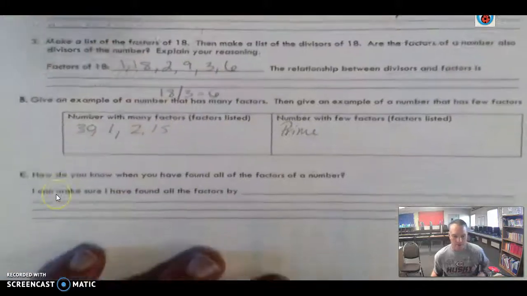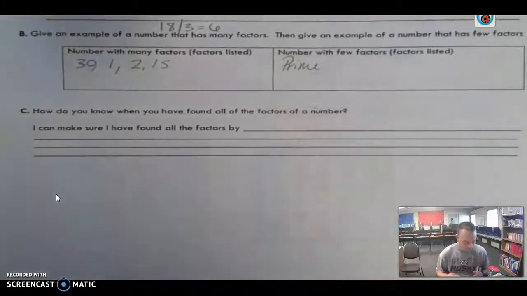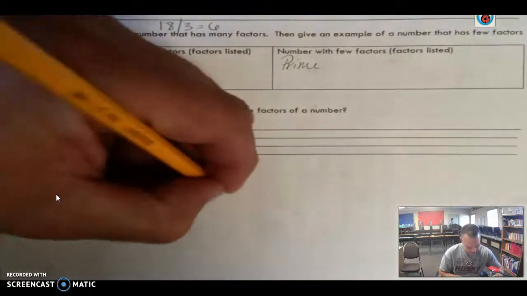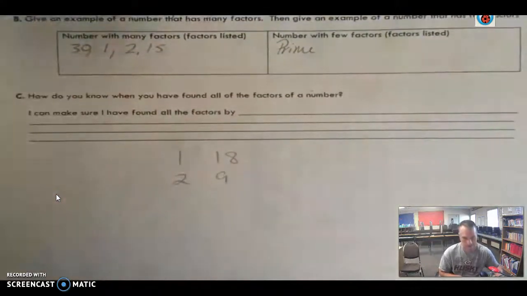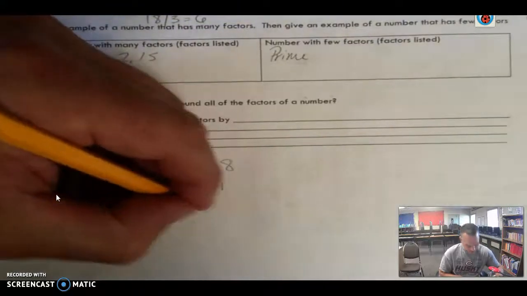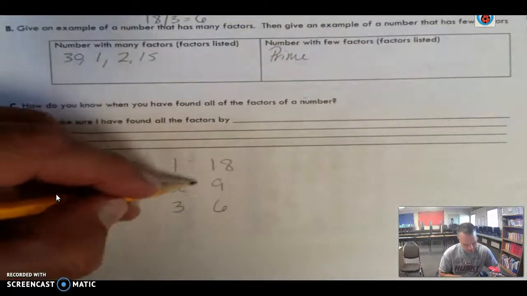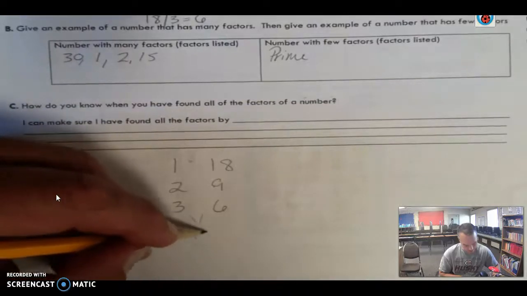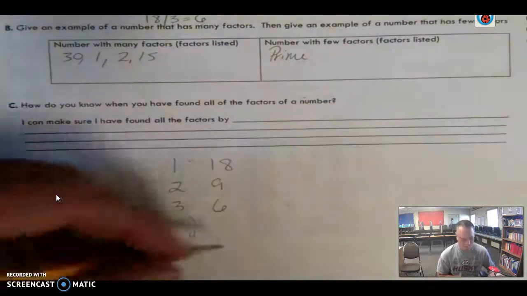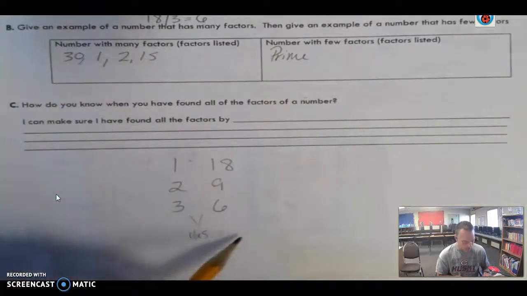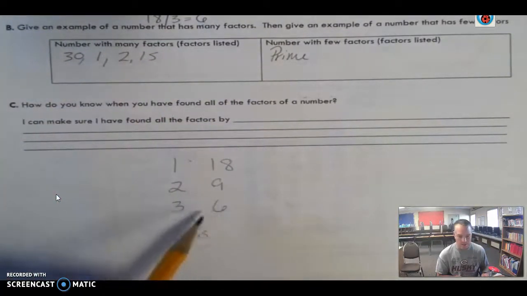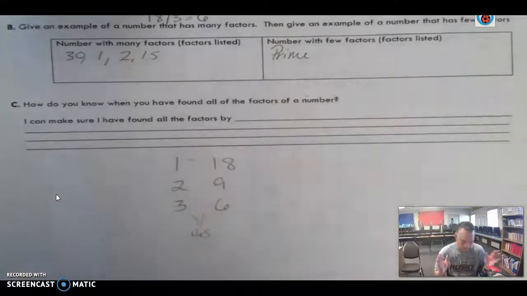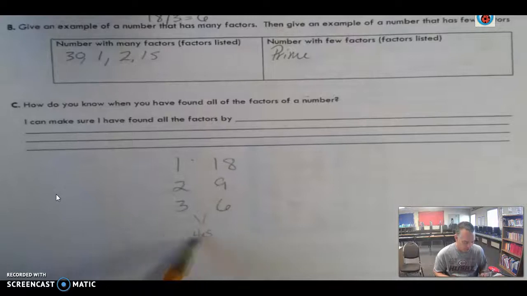How do you know when you found all the factors of a number? When we talk about 18, we have 1 and 18. We have 2 and 9. And the last one we're going to have is 3 and 6. We can see that the distance between these two numbers is getting closer and closer. The only numbers left that this could be would be 4 and 5, and we know 4 times 5 does not work. So as the factors get closer together, they have fewer choices in between them. And we know that 4 and 5 do not work.